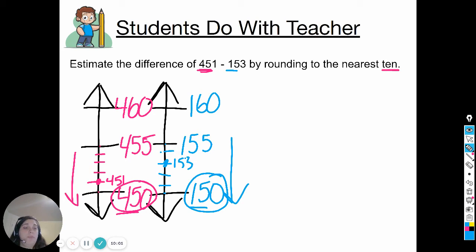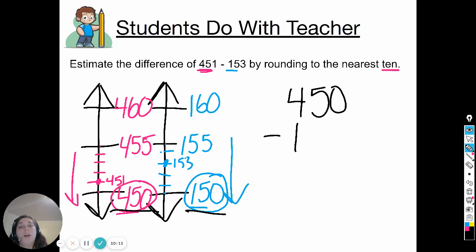Now that we have rounded both of our numbers, we can make our estimation. So we have 450 minus 150. Go ahead and solve that difference and message me the answer in GoGuardian.